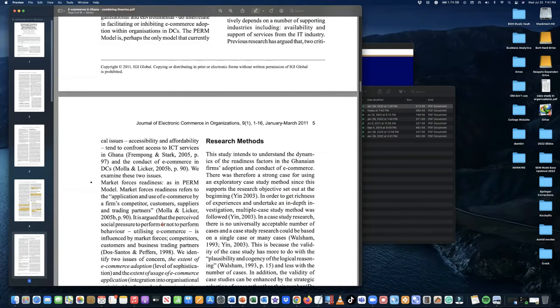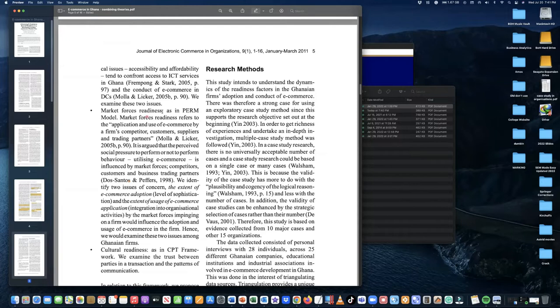Okay. Then market force readiness as in the PEM model. So PEM model has something called market force readiness. Market force readiness refers to the application and use of e-commerce by competitors, customers, suppliers and trading parties. It is argued that the perceived social pressure to perform or not to perform a behavior, such as utilizing e-commerce, is influenced by market forces: competitors, customers, and trading partners (Dos Santos and Peffers). We identified two issues of concern: the extent of e-commerce adoption, that's the level of sophistication, and the extent of usage of e-commerce applications by the market forces impinging on the firm will influence the adoption of e-commerce. So if your competitors are doing it very well, they have adopted it to a high extent and they are using it, it could influence you.